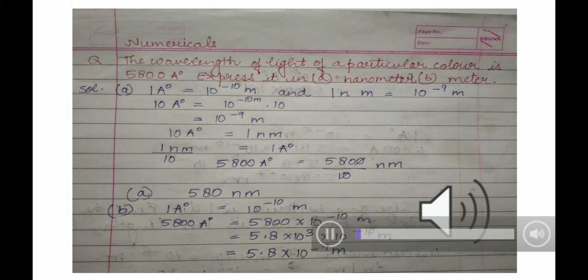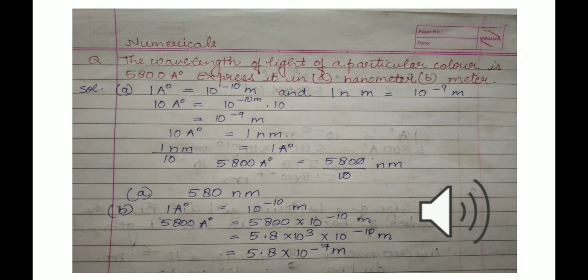So now I have a question. The wavelength of light of a particular color is 5800 angstroms. Express it in A, nanometer, B, meter. Now, I have the solution here. 1 angstrom is 10 to the power minus 10 meter. We have mentioned it earlier also. And 1 nanometer is 10 to the power minus 9 meters.